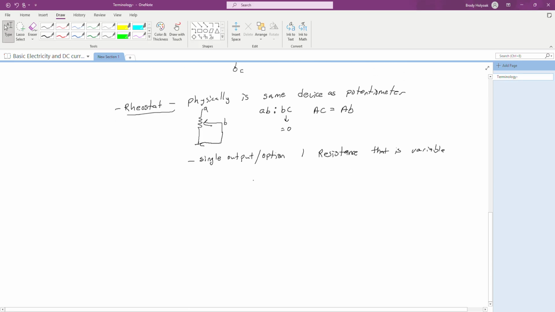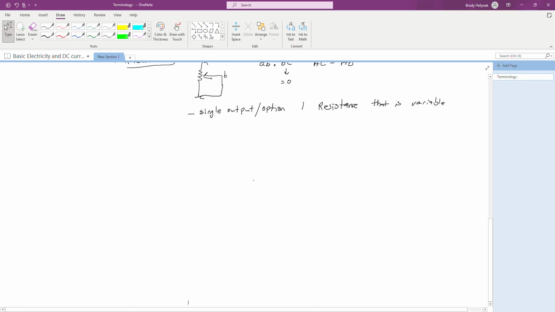Okay. Next thing we're going to talk about is circuit configurations. So we've got a series circuit. A series circuit has 1 current path. There's only 1 option for it to go. It goes from this component to this component to this component to this component and back to the start. 1 current path, and it has a complete path.